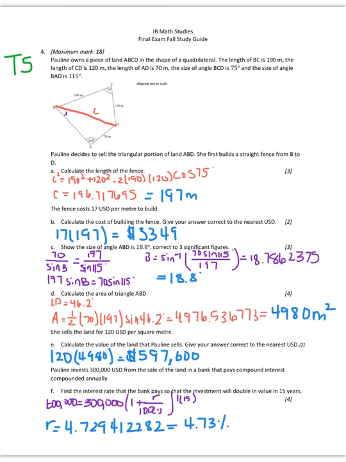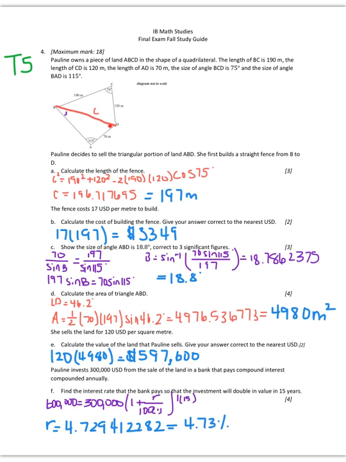So we want to know how much the whole fence is going to cost, rounded to the nearest dollar. So 197 times 17, it's going to cost $3,349. Part C wants us to show that the angle ABD is 18.8 degrees to 3 significant figures.